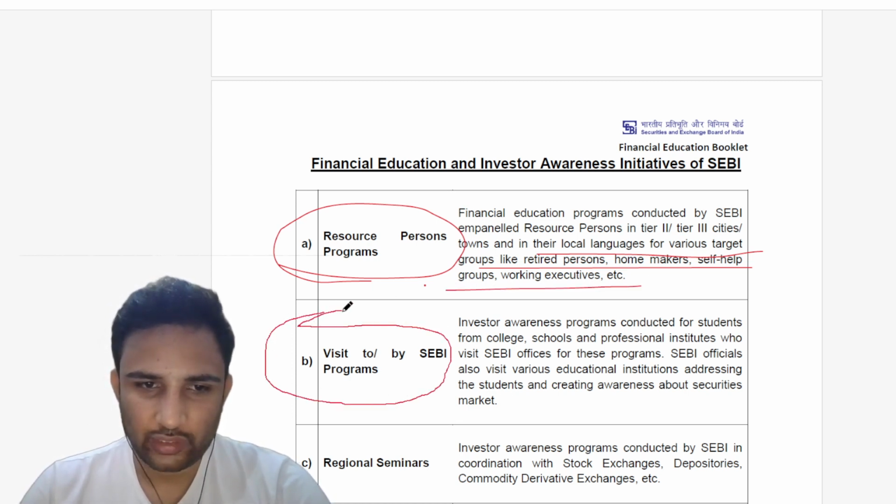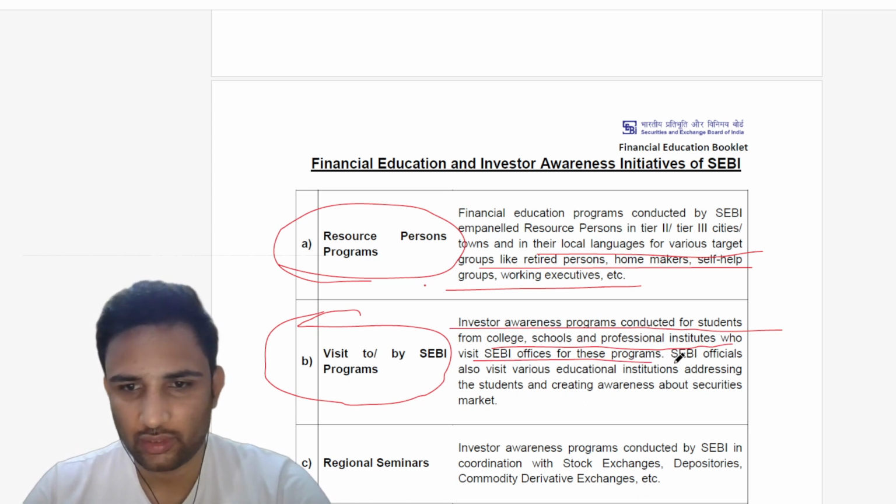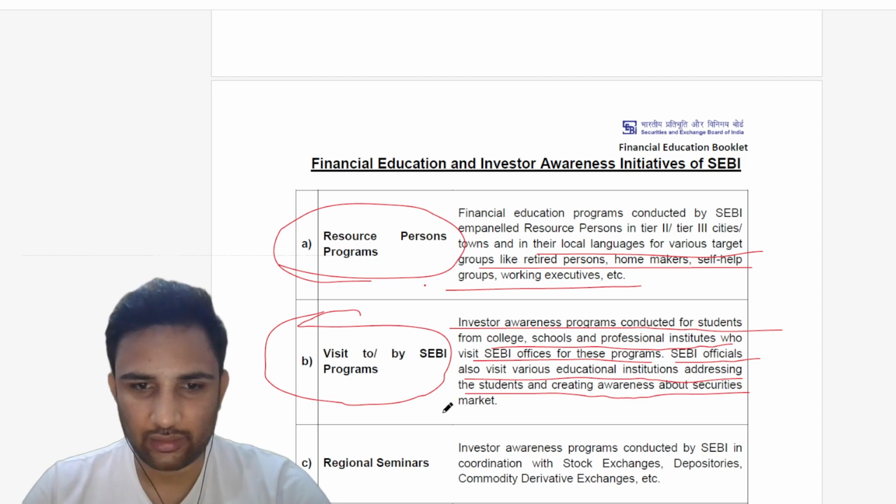There is also an option to visit or buy SEBI programs. These are investor awareness programs conducted for students from colleges, schools, and professional institutes who visit SEBI offices for these programs. SEBI officials also visit various educational institutions, addressing the students and creating awareness about the securities market.